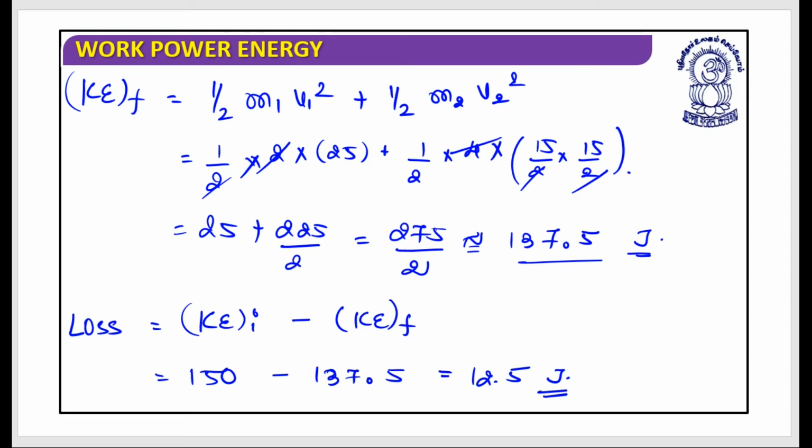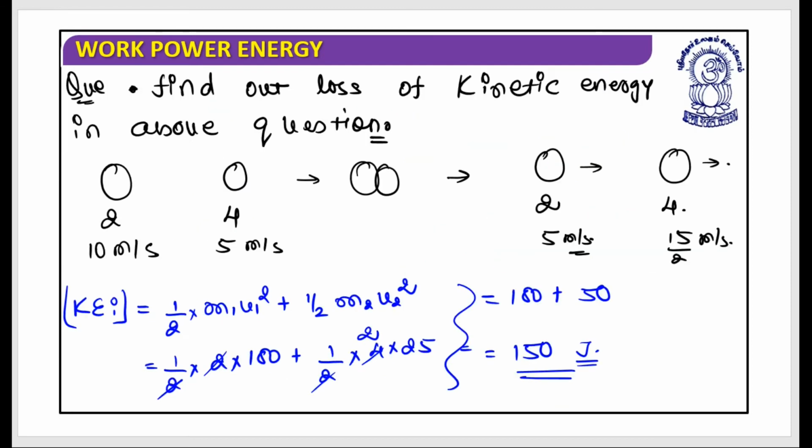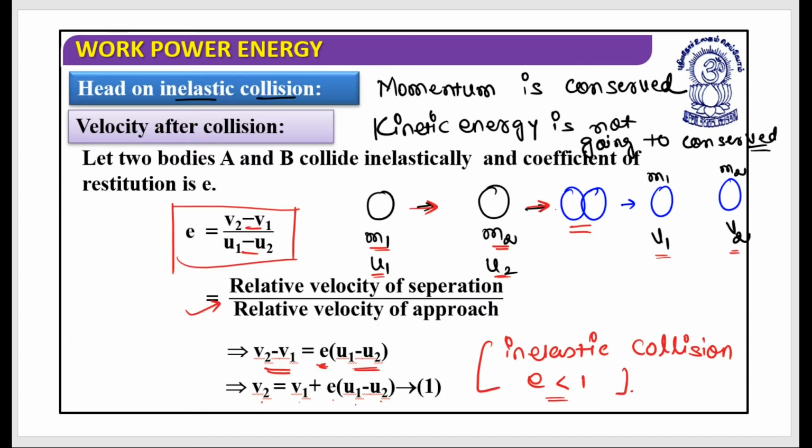But one more thing on which I need to focus is that this was the final kinetic energy, which is 137.5. This was the initial kinetic energy, which was 150 joule. So look here, kinetic energy is not going to be conserved. When we were in elastic collision, this kinetic energy is conserved, and that's why, when we started, we mentioned that momentum is conserved, but kinetic energy is not going to be conserved. I hope this is clear.